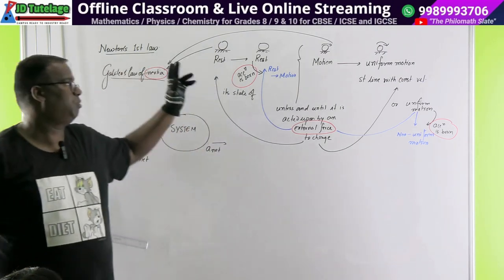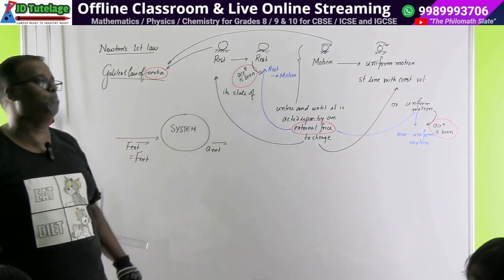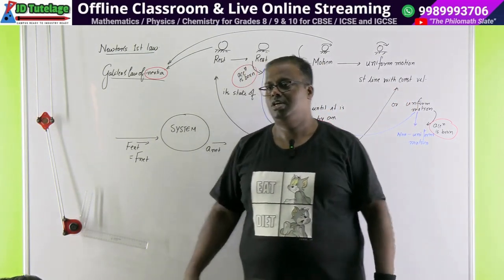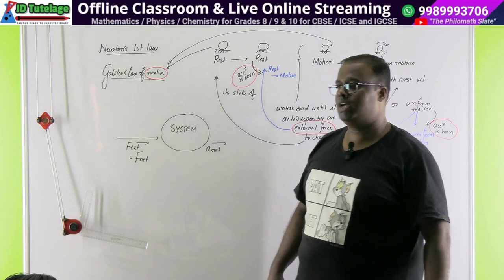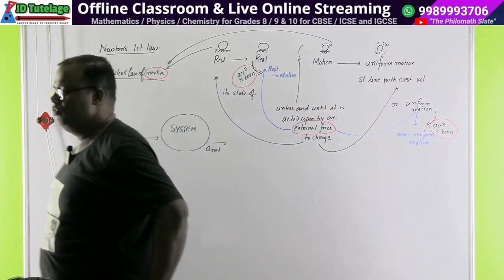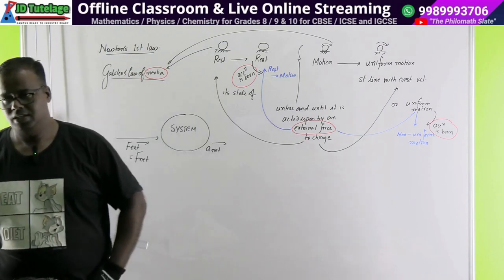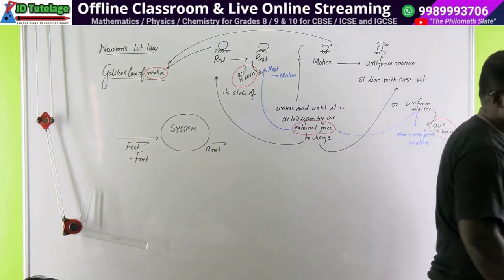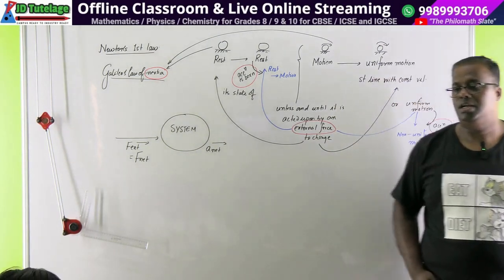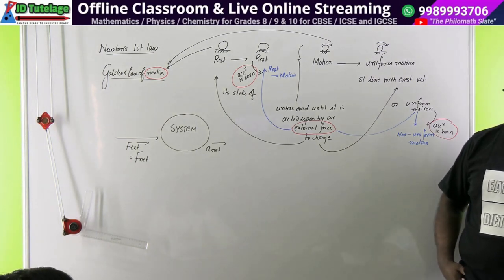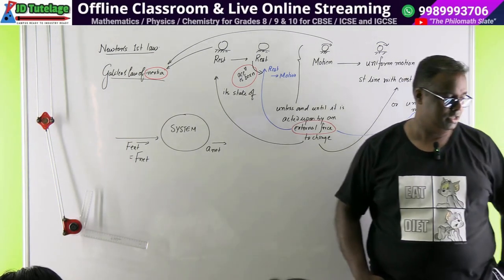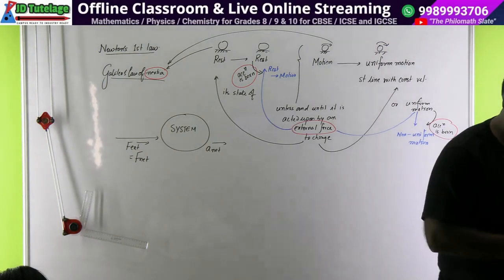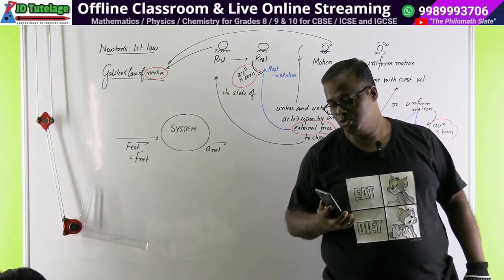So inertia, you can write down the definition: inertia is the property of a body due to which it opposes any change in its state of rest or of uniform motion.